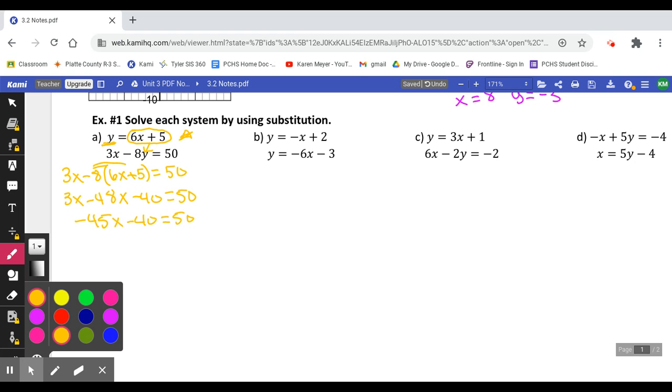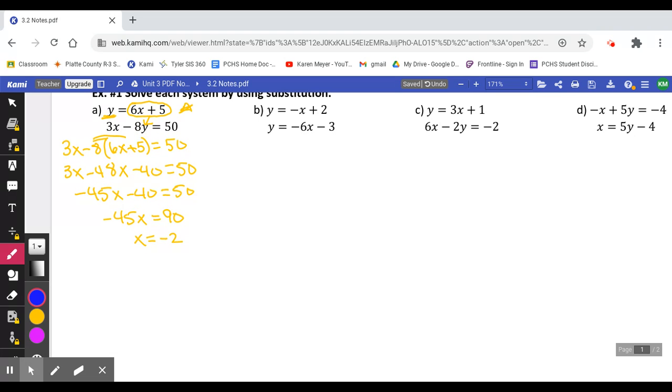Add your 40 over, so -45x equals 90. Divide by negative 45, and you get x equals negative 2. But remember, don't stop there because you have to have an answer for x and for y. So for y, what I'm going to do is I'm going to substitute my answer for x into either one of the original equations. I'm just going to pick our top one that we starred.